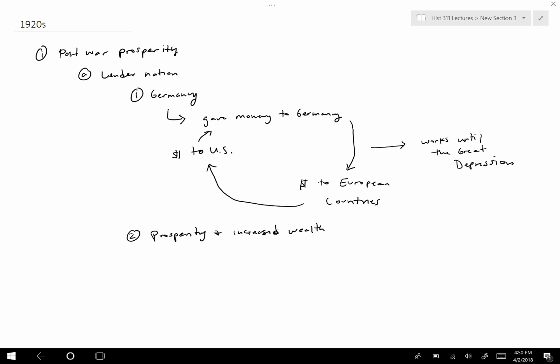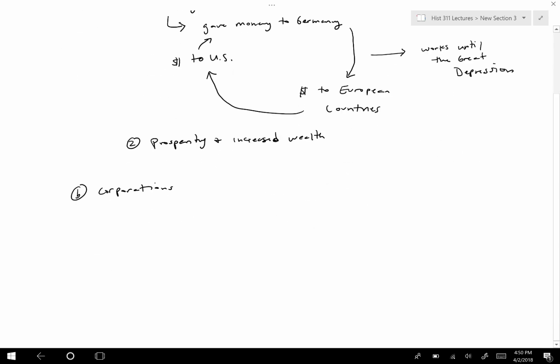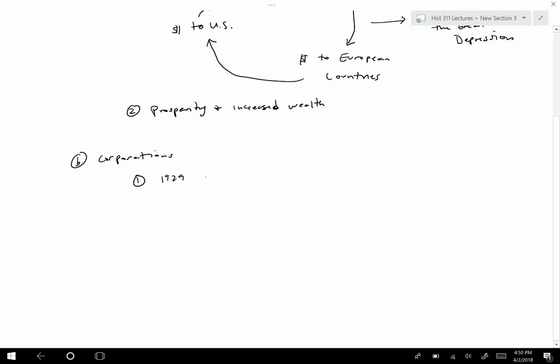One other thing that's interesting is the increase in corporations. By 1929, over 200 of the largest corporations owned about half of the corporate wealth. And what this means is that there were small numbers of corporations, and even smaller numbers for other things, producing goods. And it's really how it is today. So by 1929, 200 largest corporations owned about half of the nation's corporate wealth.